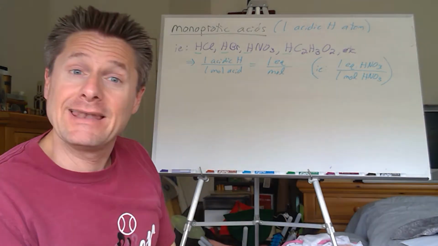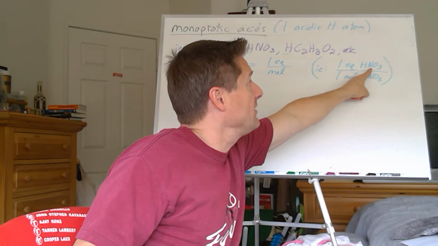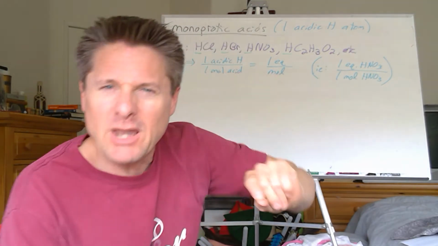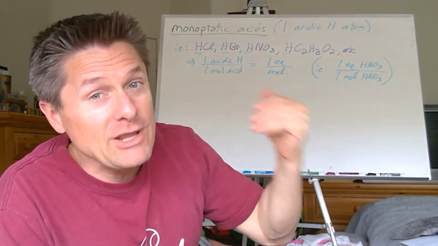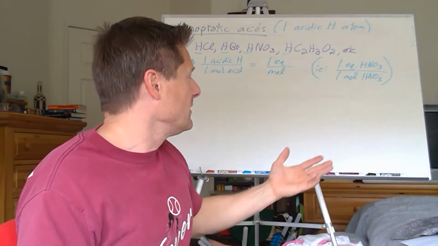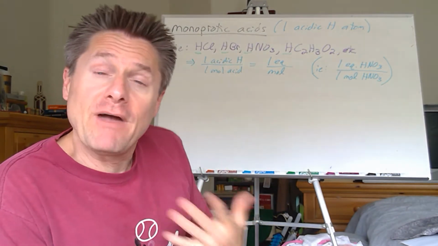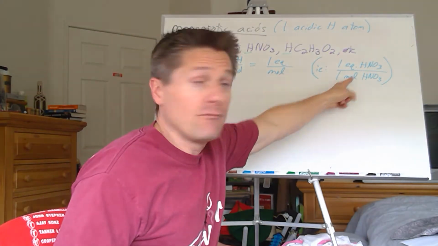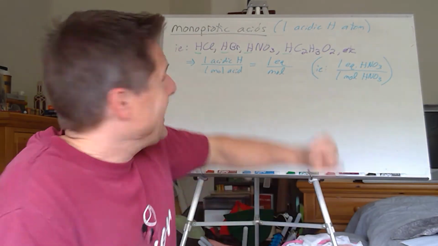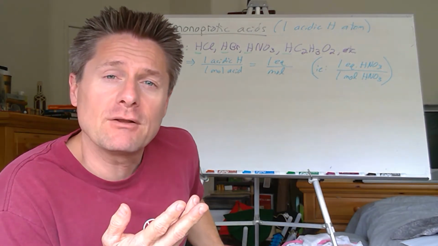For example, if I had nitric acid, I could use the formula to say there's 1 equivalent of HNO3 per 1 mole of HNO3. Some people like to put 1 equivalent of H plus or 1 equivalent of H3O plus on the top. I'm not particular to that, whatever works for you. So that is a conversion factor. So now if I know how many equivalents I have, I can convert that to moles. Or if I know how many moles I have, I can convert that to equivalents. Just like that. Any monoprotic acid is just a 1 equivalent to 1 mole ratio for that particular acid.